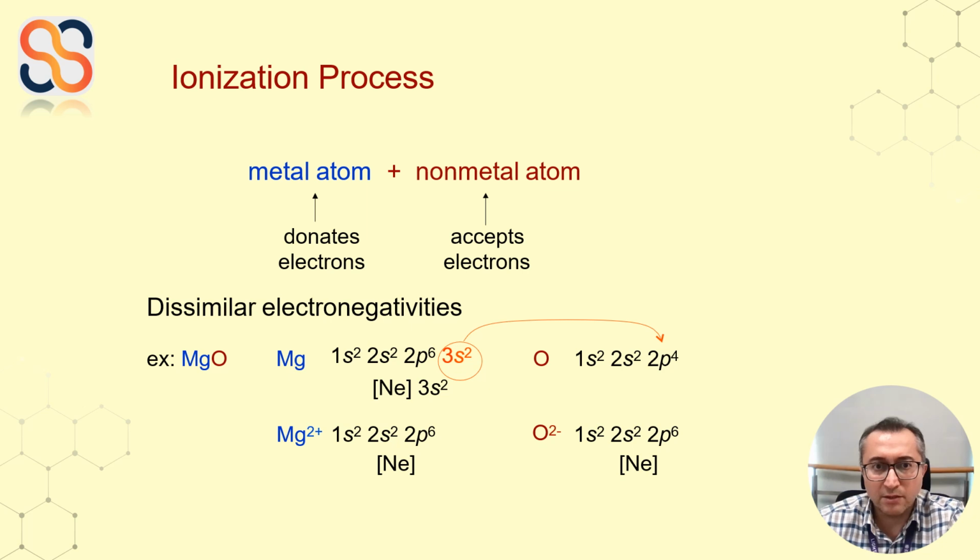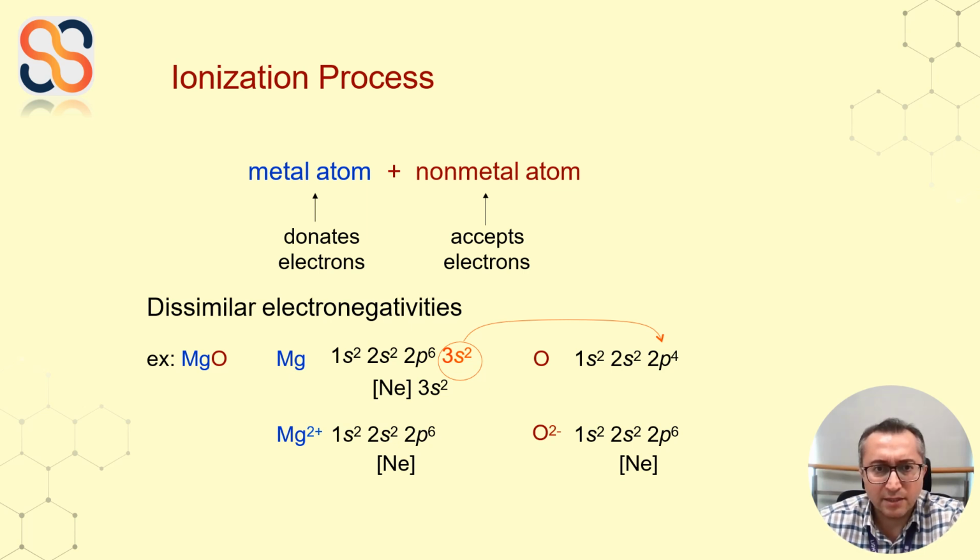When the metal donates electrons, it becomes a positively charged ion or cation. And when the nonmetal accepts electrons, it becomes a negatively charged ion or anion. So let's look at an example using magnesium oxide. Here's how it breaks down.